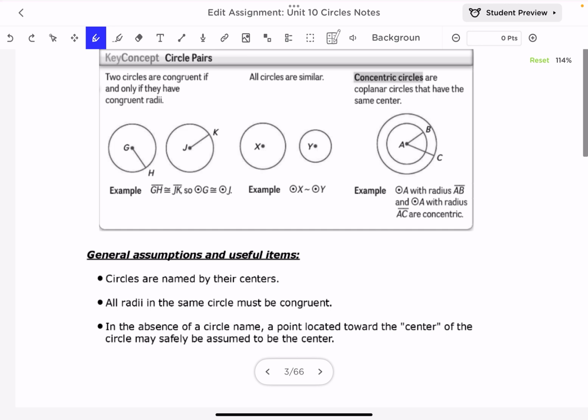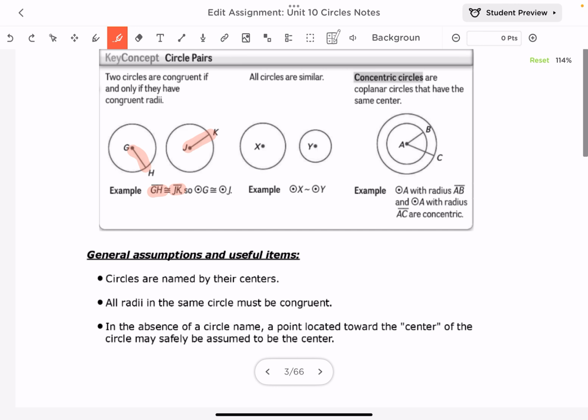Okay, with circles, kind of like triangles, there's a lot of rules. And so towards the end, we're going to do a little summary over circles just to get it all in one place because there are a lot of rules. So the first one says two circles are congruent if and only if they have congruent radii. So if you look at these two circles over here, if I tell you that those two radii are equal, then that must mean the circles are also equal.